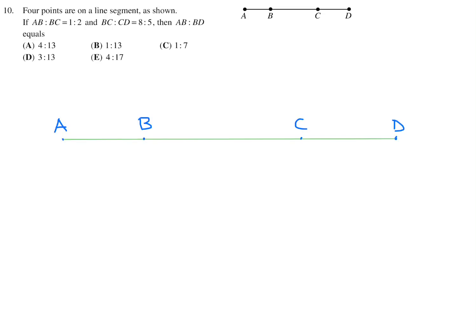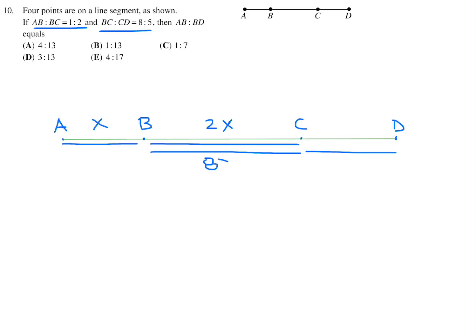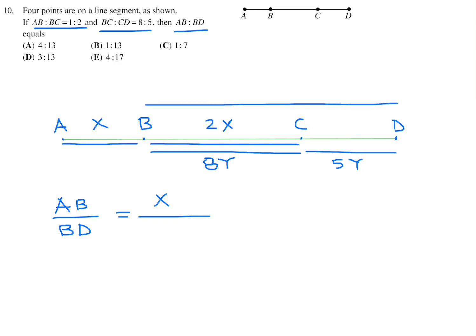So AB to BC, they're telling you is 1 to 2, so I'll call it x and 2x, like that. And then BC to CD is a ratio of 8 to 5, so I'll call it 8y and 5y, like that. They want you to figure out the ratio of AB to BD. All right, so AB I have denoted as x, and BD is this whole length right here. It looks like 8y plus 5y, which is 13y.